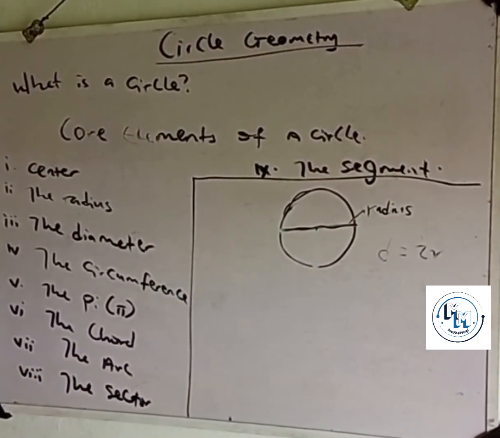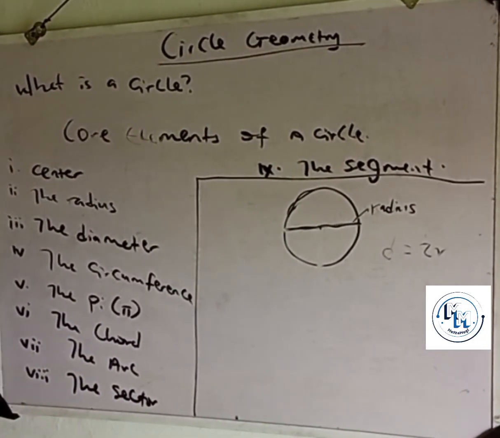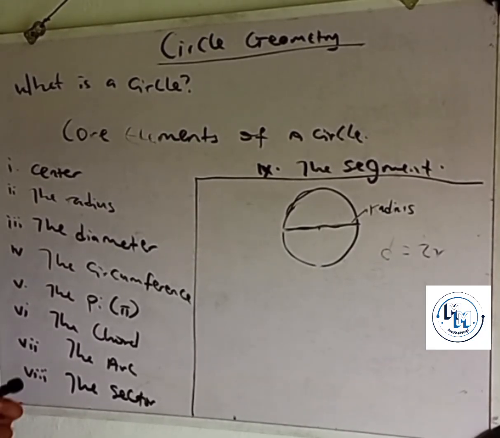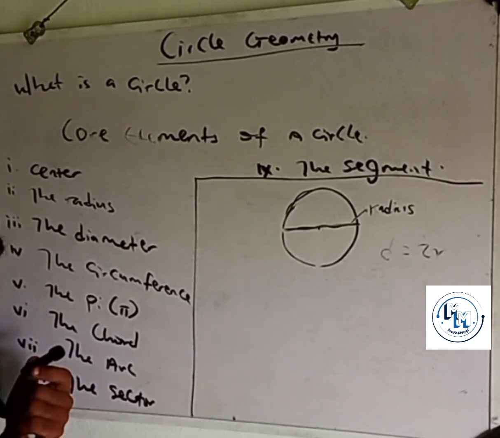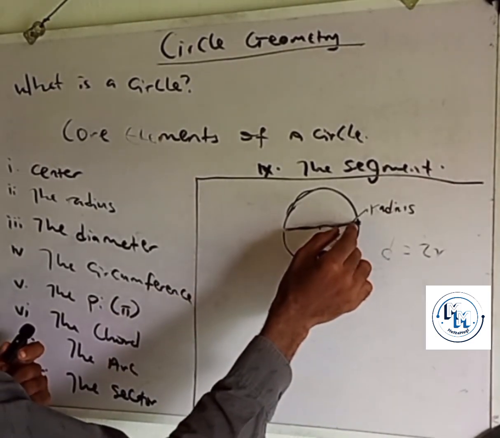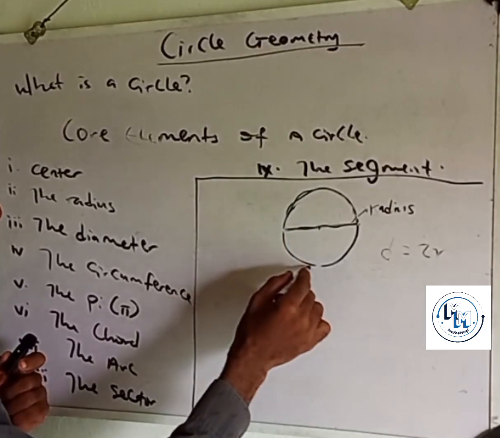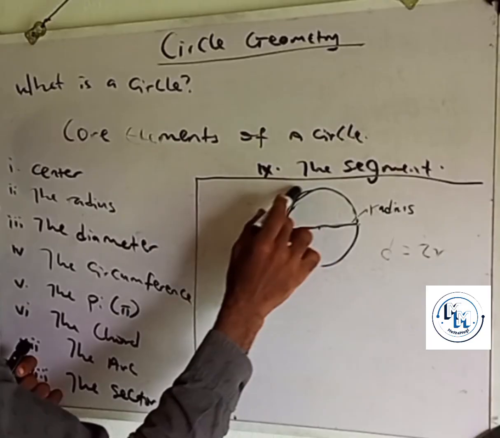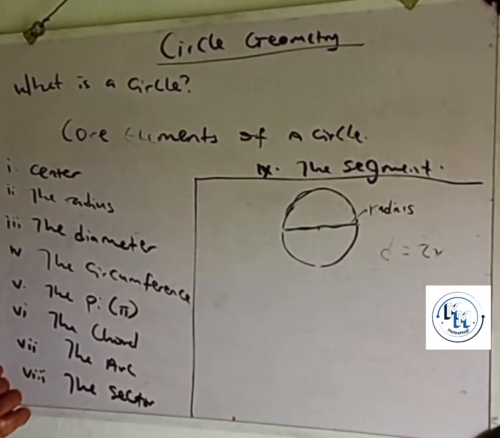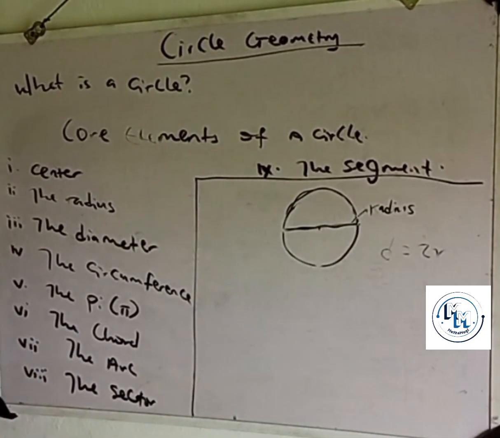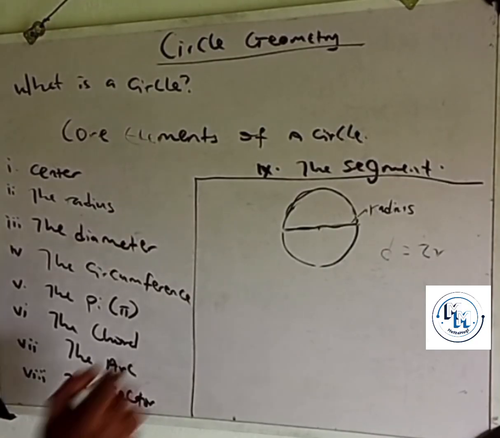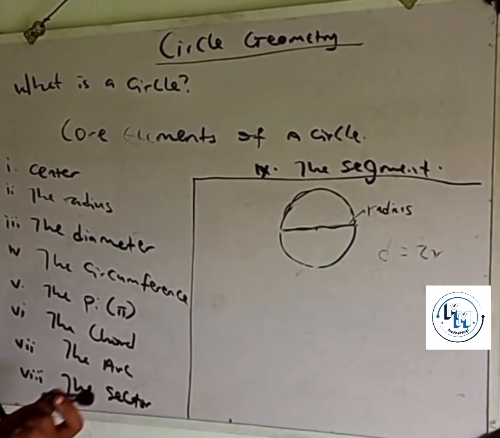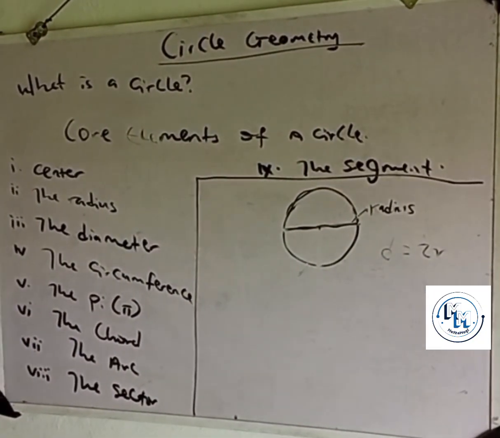Is that okay? Another thing in a circle that we need to know is the circumference of the circle. The circumference of a circle is the perimeter around the circle. That means the total distance around the circle. If I start from here, the total distance around this circle is called the circumference, or we can call it the perimeter of the circle. So any point on this line, the collection of all these points, is called the circumference of the circle.